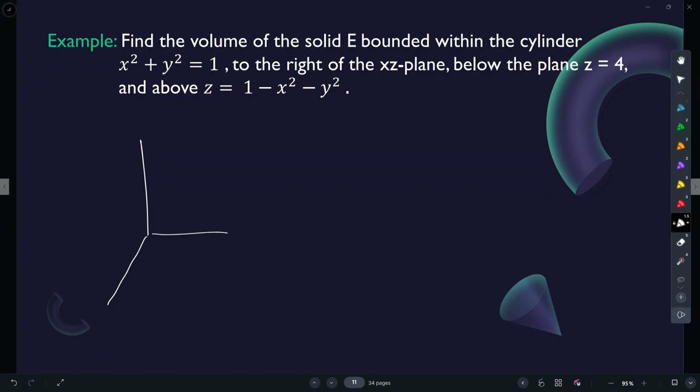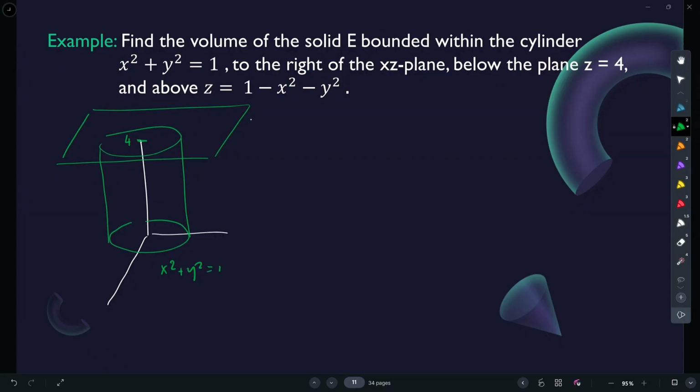First of all, what is this cylinder? If I draw the circle of radius 1 here, then it's going to be the circle of radius 1 at every height. And let's set here 4, because I also have z equals 4, which cuts the cylinder at that height. So this over here is x squared plus y squared equals 1. That's the cylinder. z equals 4 is a plane.